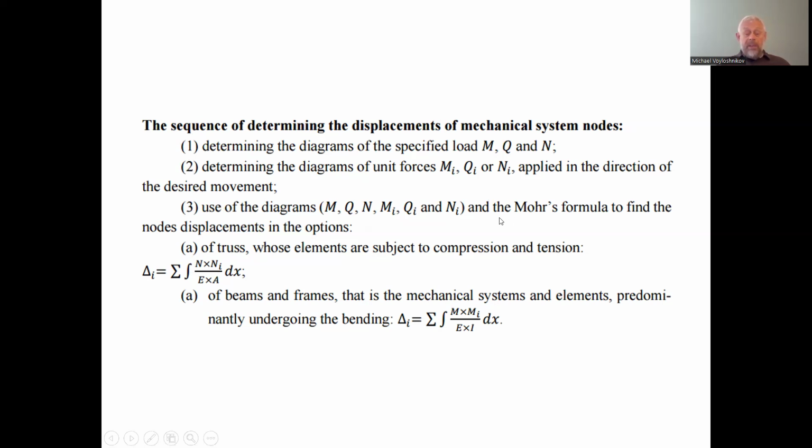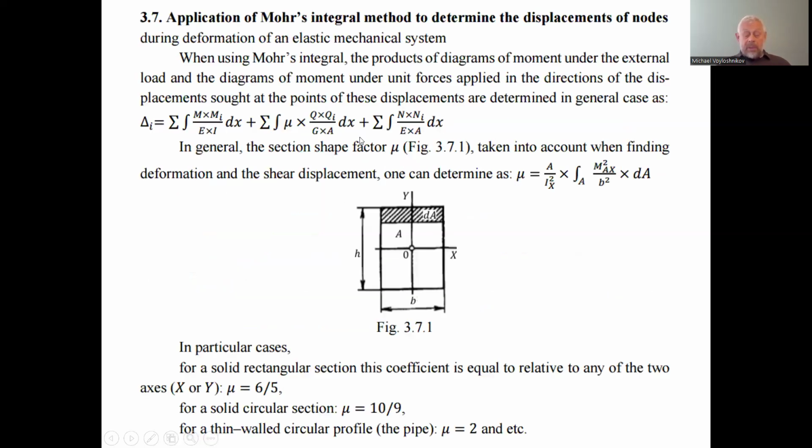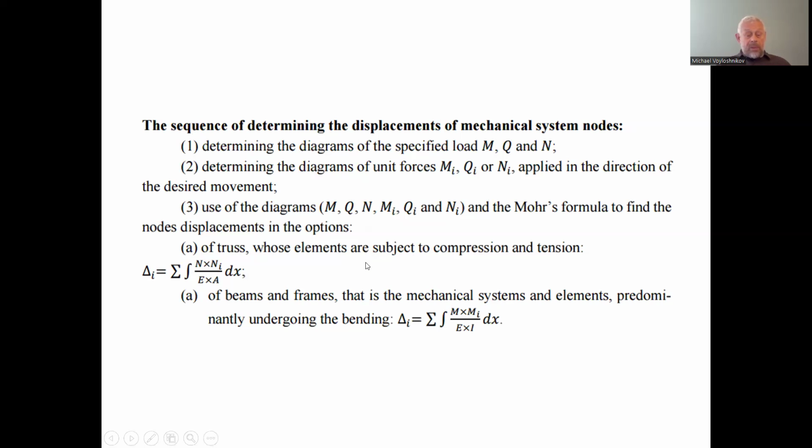We have diagrams, and we can use a Mohr integral formula, this one, to find the displacements. In the case of a truss, a truss is hingedly connected elements of the mechanical system, disks, or could be a truss consisting of beams, rods, etc., connected by hinges. We can consider the longitudinal deformation of trusses, and we can use this formula of the Mohr integral, just only the last summand in the first equation.